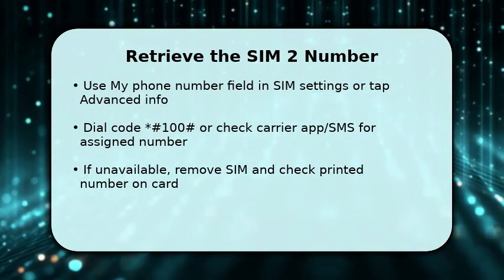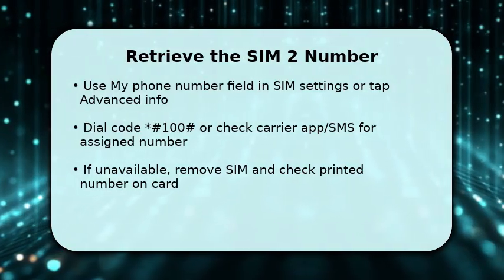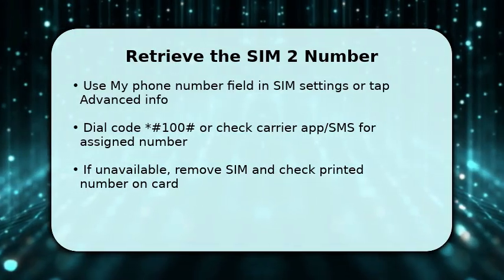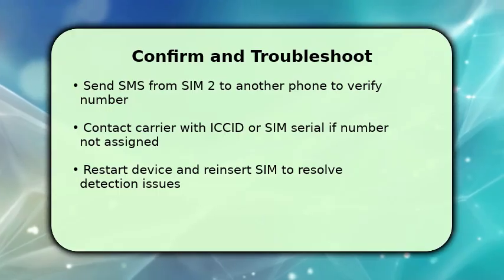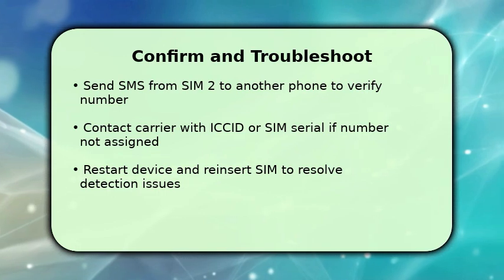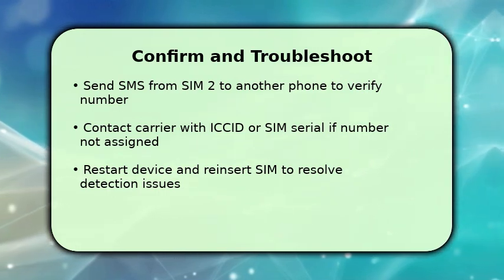If software methods fail, power down and remove the SIM to read any printed number on the physical card as a fallback. To finish, verify the number by sending an SMS from SIM2 to a friend or your other phone. The incoming message will show the number.